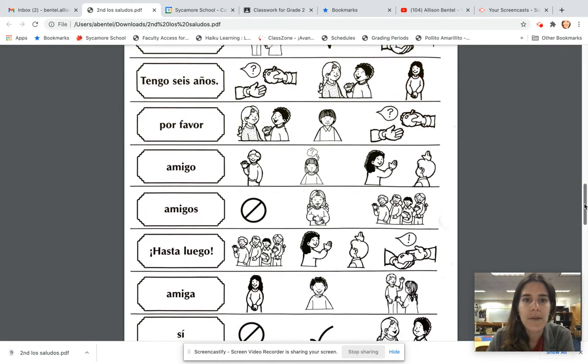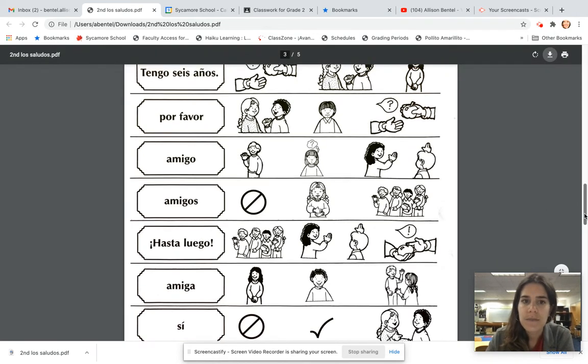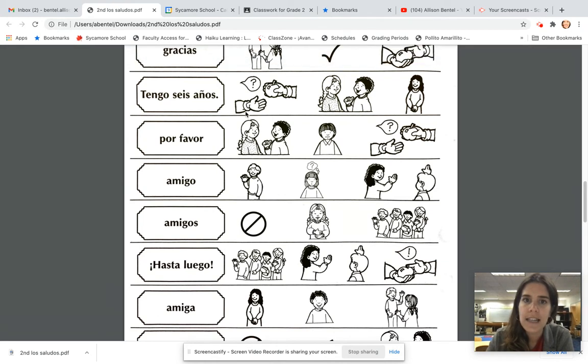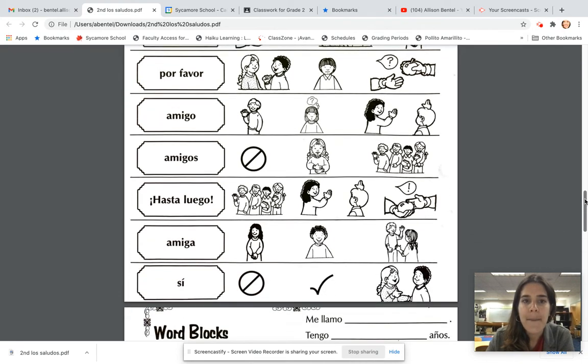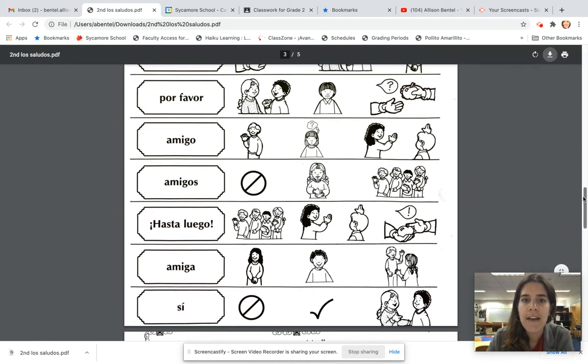Vamos a ver la próxima palabra. Tengo 6 años. ¿Cuál foto es la foto correcta? Número 1, número 2 o número 3. Muy bien. Próxima, por favor. ¿Cuál foto es la foto correcta? Número 1, número 2 o número 3.